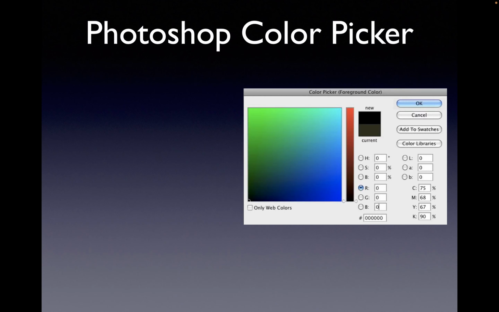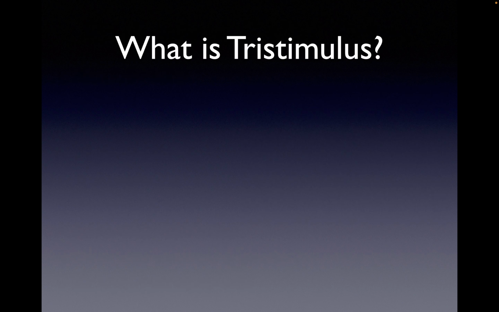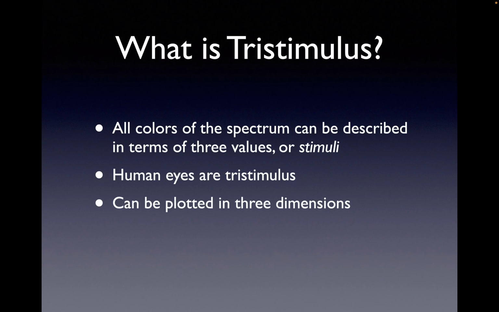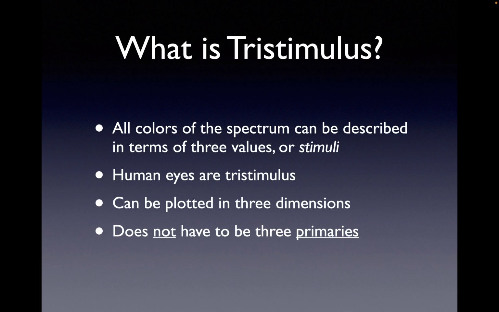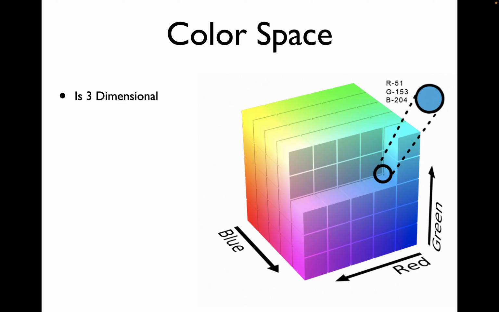So, we've already gone through that. Oh, that's where my whole things were. I kept looking for this in my notes. So, what is tristimulus? All the colors in the spectrum can be described in terms of 3 values or stimuli. Human eyes are tristimulus. Our eyes are RGB. It can be plotted in 3 dimensions. This is really important about where we're heading next. It does not have to be primaries, though. Again, if that gets a little confusing, we're going to see it in a second. Don't worry about that.